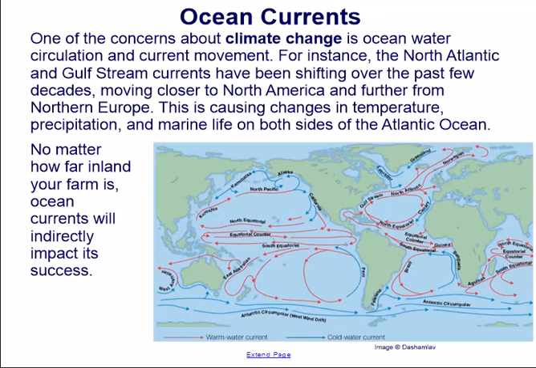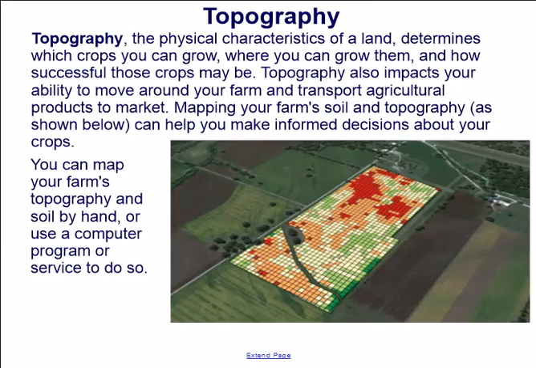One of the concerns about climate change is ocean water circulation and current movement. For instance, the North Atlantic and Gulf Stream currents have been shifting over the past few decades, moving closer to North America and further from Northern Europe. This is causing changes in temperature, precipitation, and marine life on both sides of the Atlantic Ocean. No matter how far inland your farm is, ocean currents will indirectly impact its success.